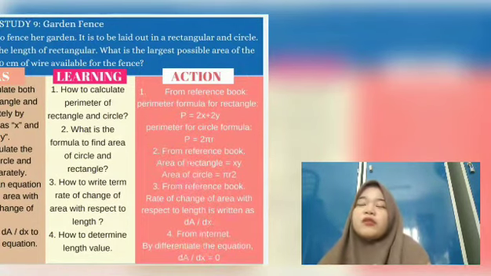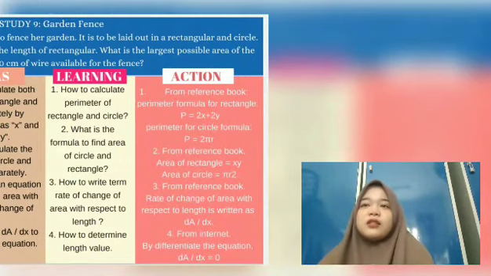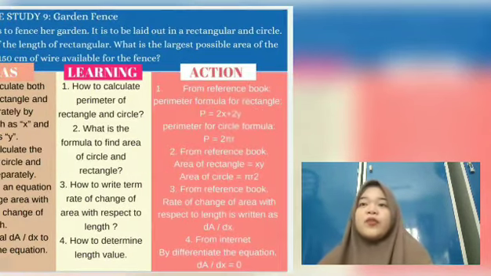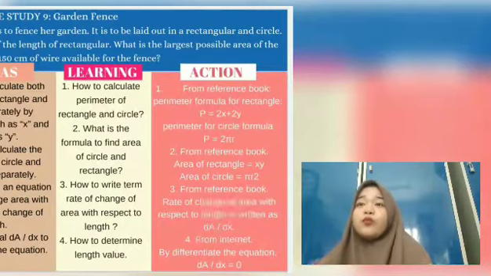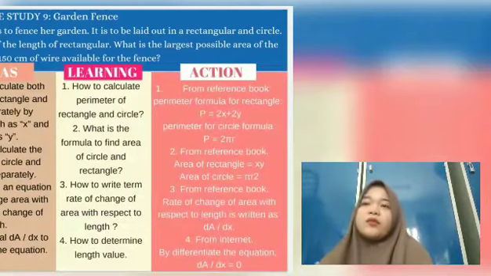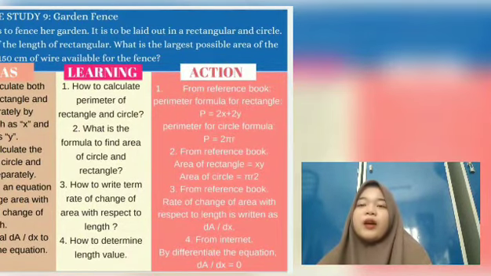first we got reference from the book, which is perimeter formula for rectangle is P equal to 2x plus 2y. Perimeter of circle, the circumference formula, is P equal to 2 pi r. Second, we get reference from book 2, which is area of rectangle equal to xy. Meanwhile, area of circle equal to pi r square.